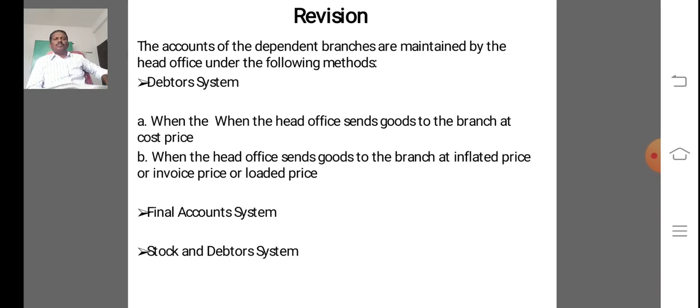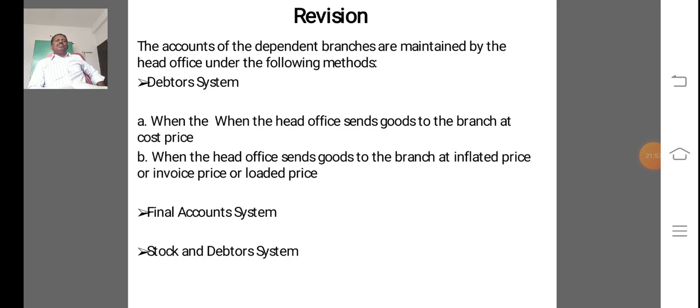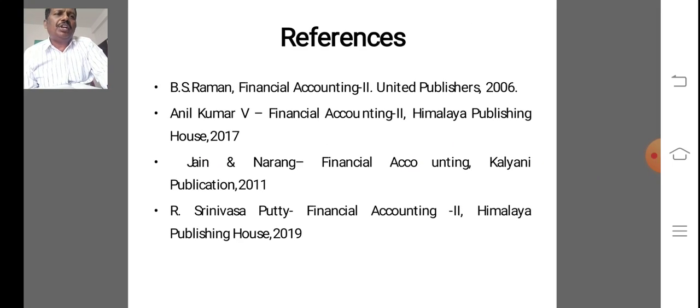Okay, next. So in this session we are discussing the accounts of dependent branches maintained by the head office under the following methods. Debtor system, when the head office sends goods to the branch at cost price, when the head office sends goods to the branch at inflated price or invoice price, and also to know the final account system, stock and debtors account system. So these are the references.